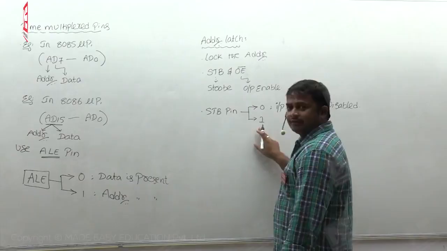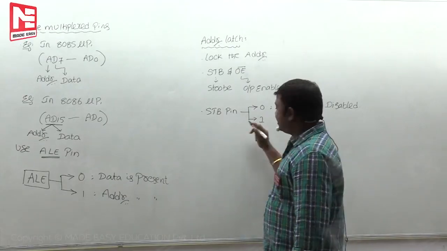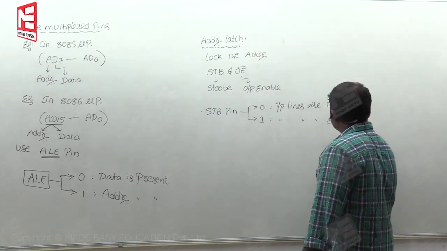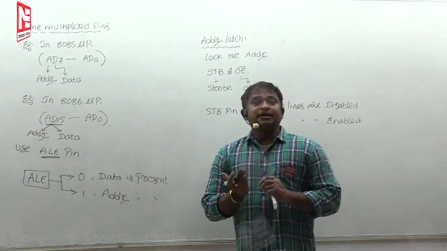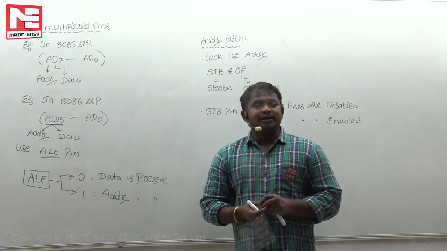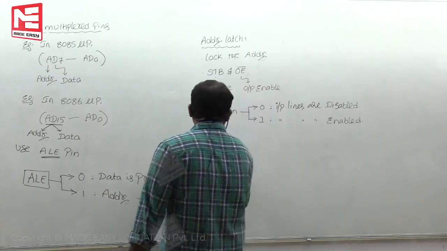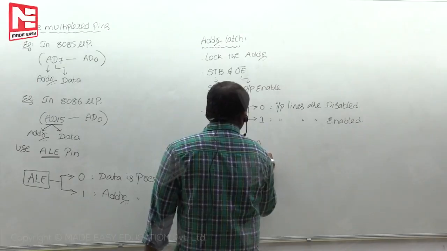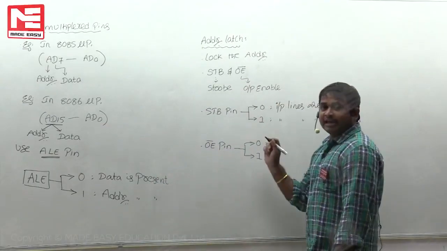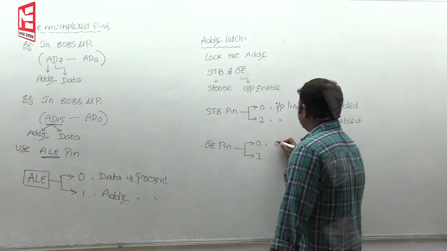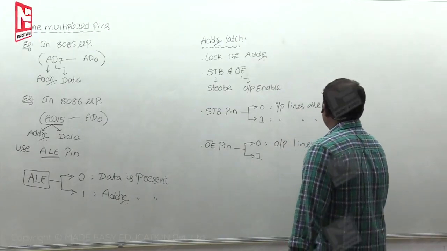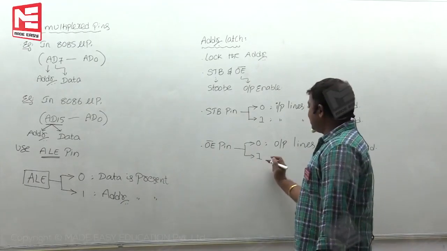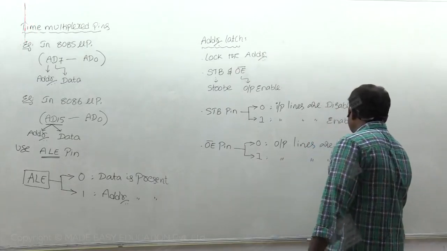When the STB pin is 1, the STB pin is activated, meaning the input lines are enabled. So when we are going to send some information into the latch, make sure that the STB pin equals 1. Then the OE bar pin. This pin also has two states, 0 and 1. OE bar means active low. When the input is 0, the pin is active, so the output lines are enabled. When the OE bar pin is 1, the output lines are disabled.